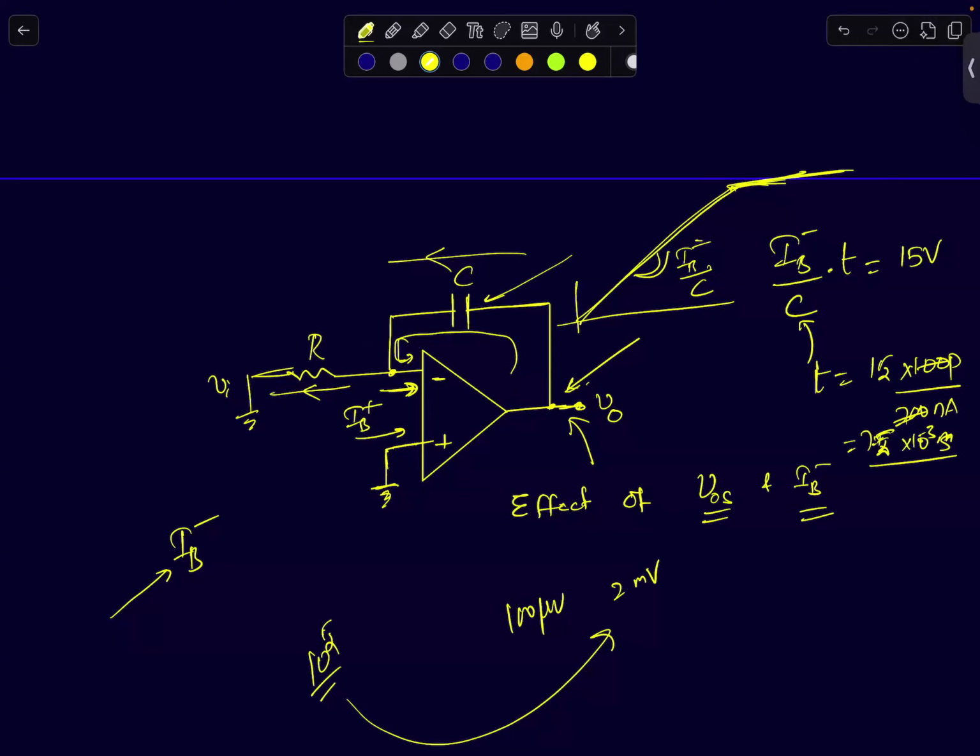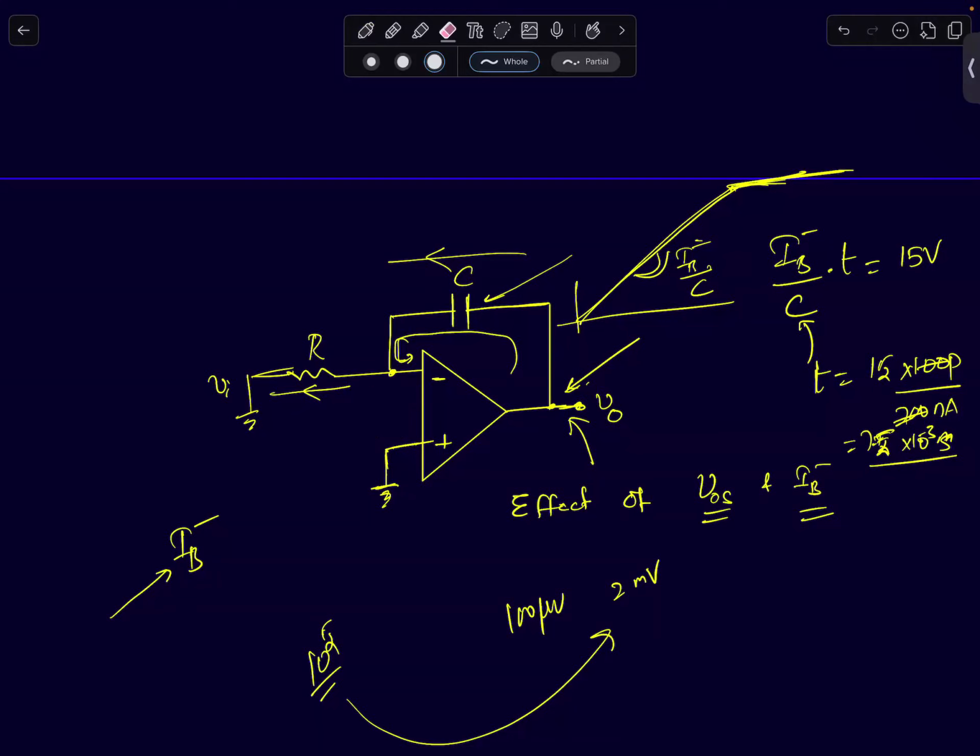I mean, I'm saying it's long for circuit engineers, but for human experience, 7.5 milliseconds is a very small duration. So when you're simulating the circuit, when you're building the circuit in open loop as an integrator, the output would have already saturated because of the bias current. So you see both offsets and the bias currents can saturate the output. Okay, that's one problem we have.